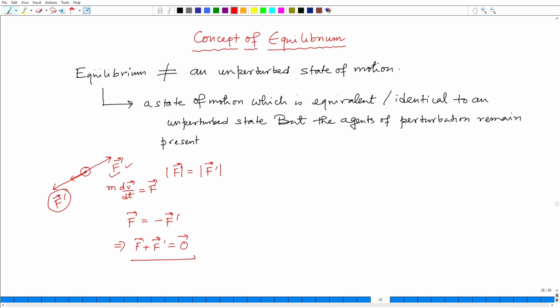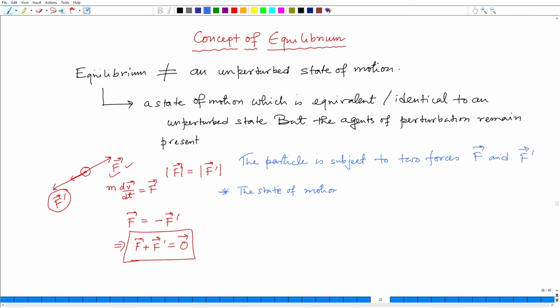So, this is a condition where you see that although the particle is subject to two forces, F and F prime, the particle's state of motion is perturbed, or actually there was an attempt to change the state of motion of the particle. In this situation, only because the effects of those two perturbing agents exactly balance each other, equal in magnitude and opposite in direction, is it that vectorially the net effect of the force vanishes.